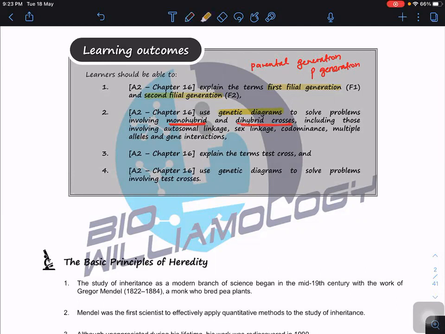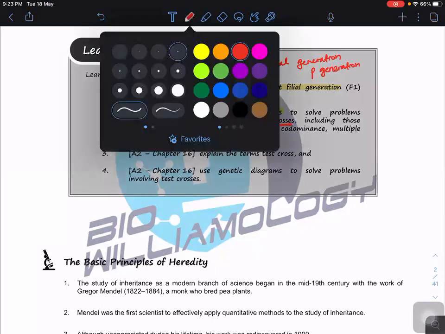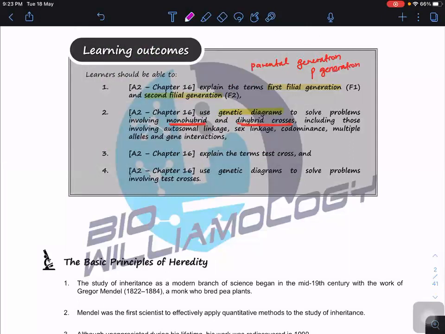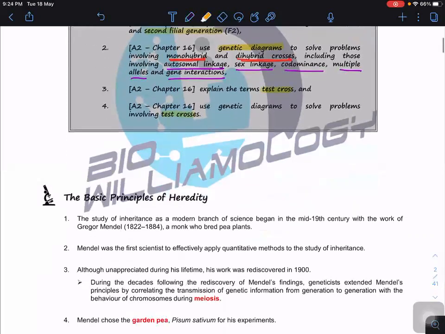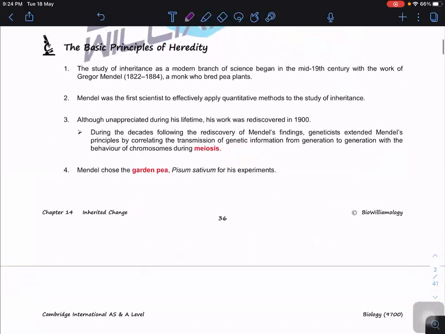And then in the next lessons, we're going to look at modifications involving autosomal linkage, sex linkage, codominance, multiple alleles, and also gene interactions. Then that is followed by the term test cross. We need to know when to use a test cross, and we're going to use genetic diagrams to solve problems involving the test cross.